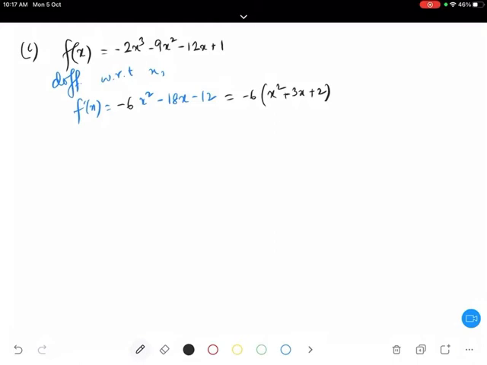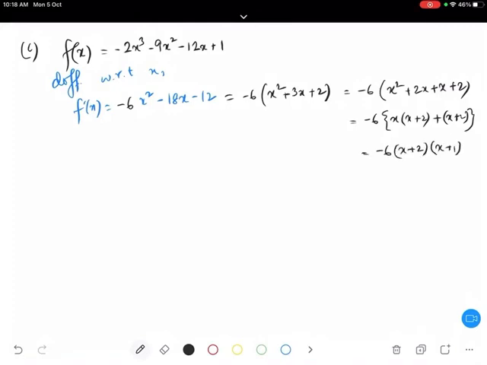Now this one, I will factorize, right? Quadratic equation. Minus 6. So if I factorize: x square plus 2x plus x plus 2. So what do I get? Minus 6 into x plus 2 and x plus 1. So what are the critical points? Plus 1. Acha, why have I done this here? We should have done it in the next step for critical points.